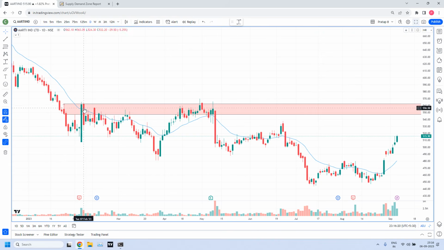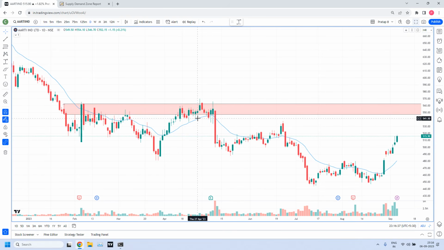When prices are coming down in such scenarios, there could be some supply zones at a lower time frame which are acting as traps, institutional traps, and they are pushing the prices down. So let us go one time frame lower.